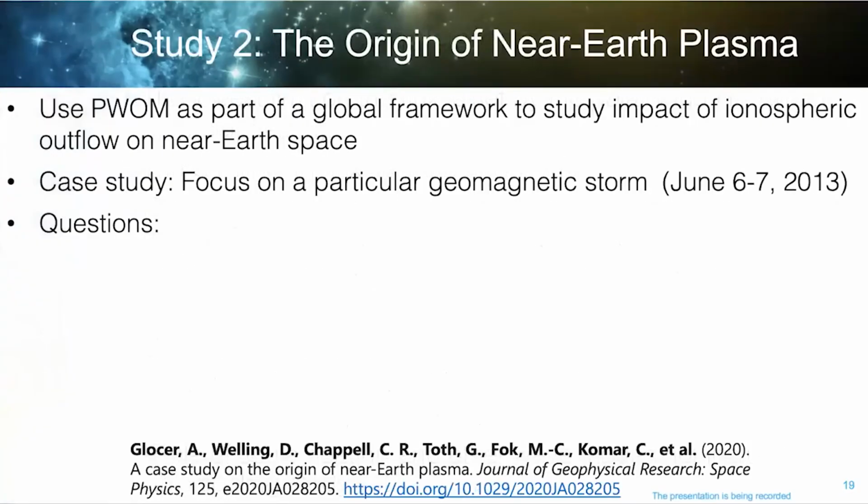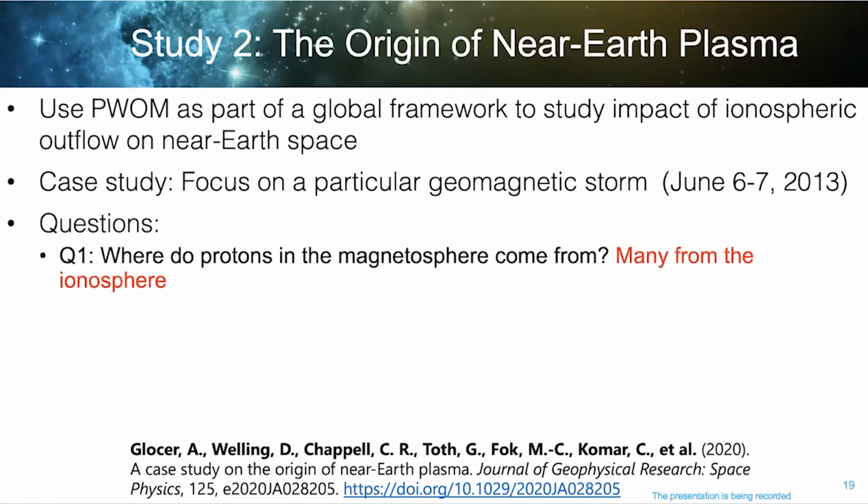So with that, I want to move on to the second study. The second study is going to talk about the origin of near-Earth plasma. Here I'm going to use Plume again to provide the outflow, but I'm going to use it as part of the global space weather modeling framework, to look at the impact of ion outflow on near-Earth space. I'm going to focus on a particular geomagnetic storm, this June 2013 event, and look at a number of questions. I'm going to give you those questions and the answers right up front, and then I'll show you how we got there.